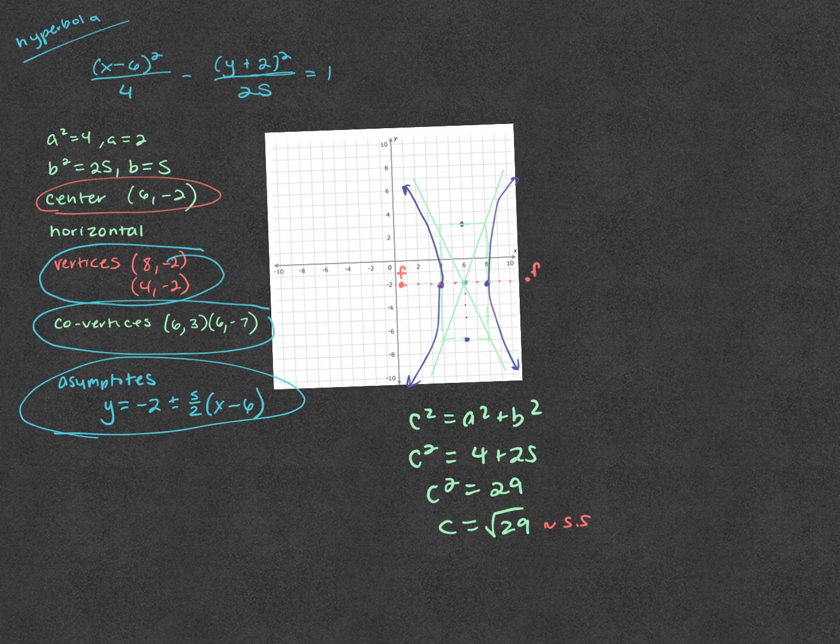All right, so then this last thing is my foci. I went right and left because, again, that's my major axis. I went right and left the C. So my x, which is 6, gets a plus and minus the square root of 29. You can separate it out, or you could keep it all in one line like that. That's fine. Just make sure you don't forget the plus and the minus.